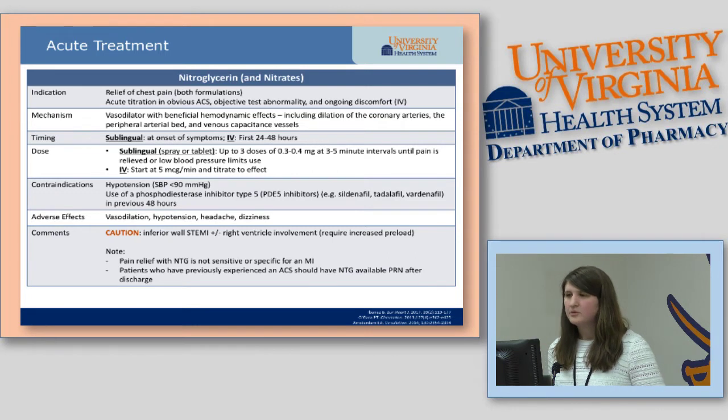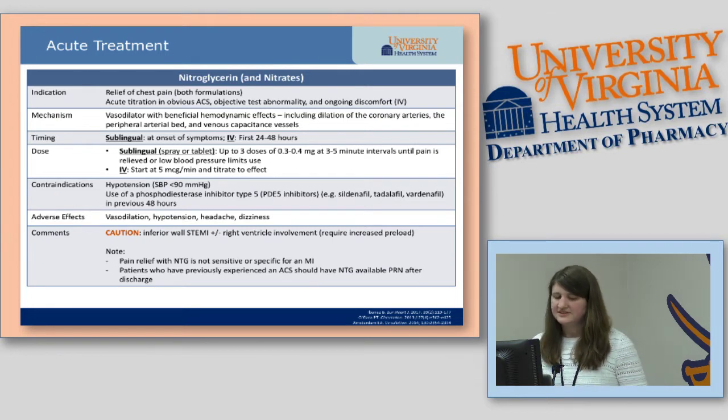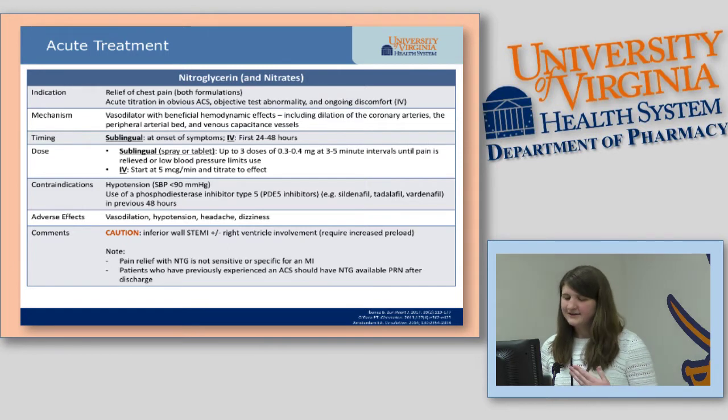And there are some important contraindications to this medication. One of them is hypotension. As I mentioned, it's a vasodilator. So for patients who have low blood pressure, we don't want to dilate them any further because that can cause their blood pressure to drop to an unsafe level. Similarly, we don't ever use nitroglycerin with the phosphodiesterase inhibitors, such as your Viagra, Cialis, etc., because for the same reason, these can cause very severe hypotension. Adverse effects, as we've mentioned, are vasodilation, hypotension, headache, and dizziness, all of those correlated to each other. It's also important to use caution in patients with an inferior wall STEMI.